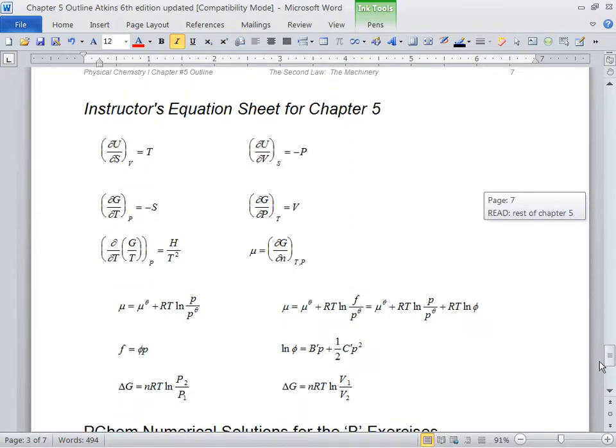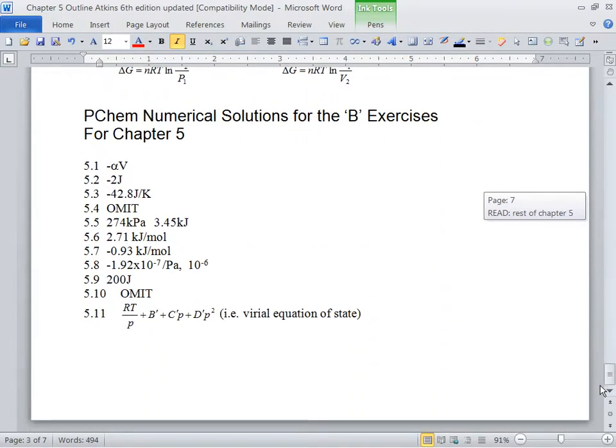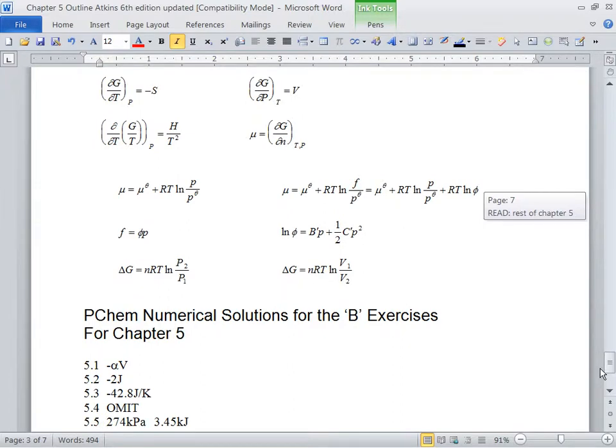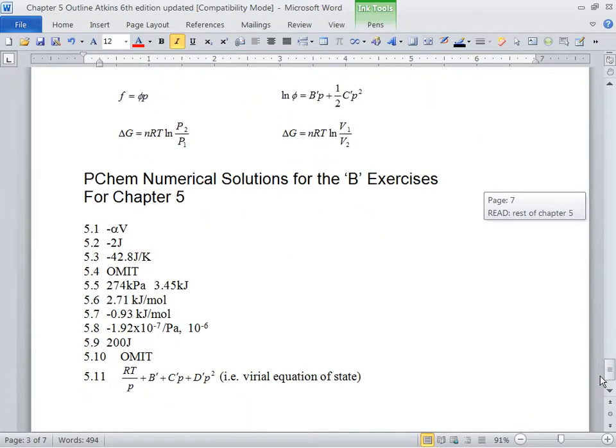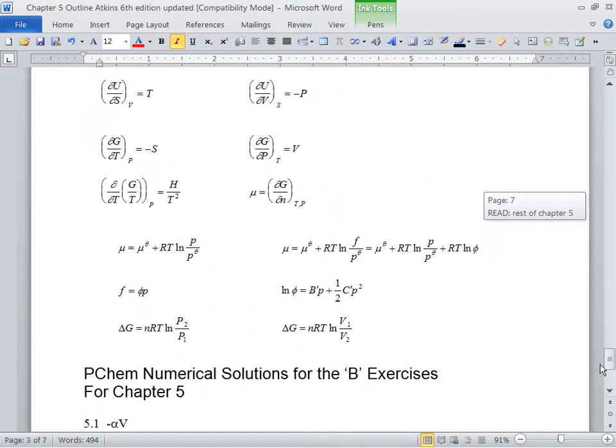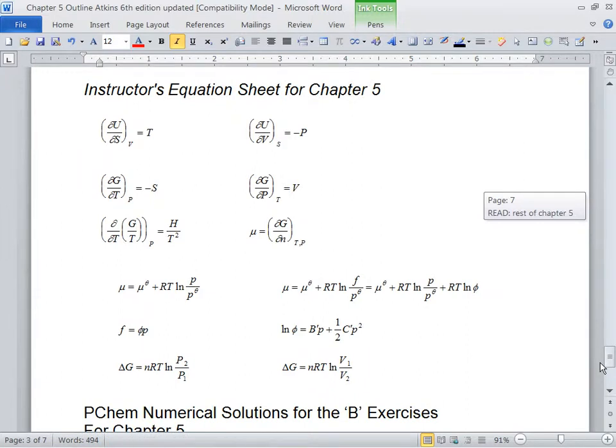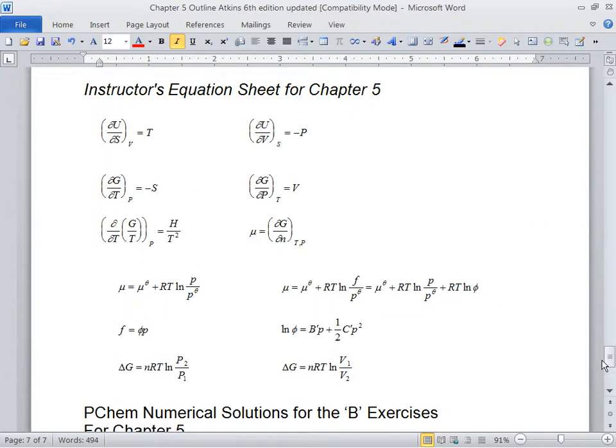Here's the equation sheet for instructor 5. Bottom right, right above the exercises. Delta G equals nRT, at the bottom. Oh, I do have them in there. Okay, they're there. But know how to derive them, right? Know how to derive them.